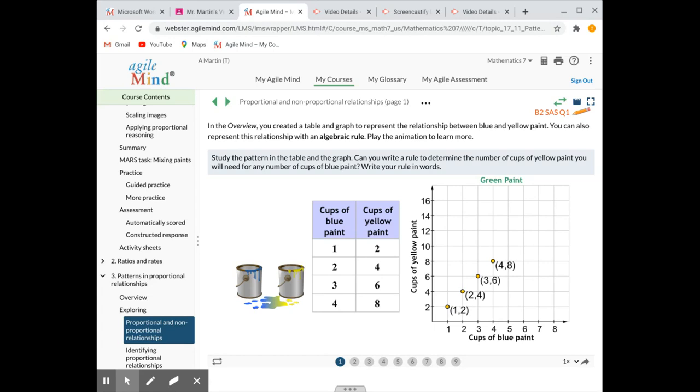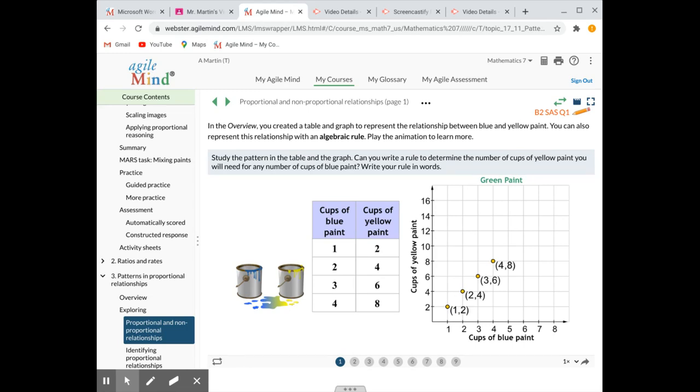All right, so our opening question today, I want us to look at the table and the graph of paint mixture in that overview. And so I want you to describe the proportional relationship between the blue and the yellow paint in that mixture. All right, so in the paint mixing scenario, what were the variables? Blue paint and what? Yellow paint.